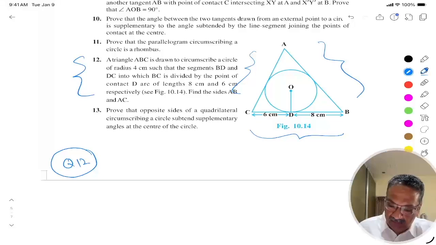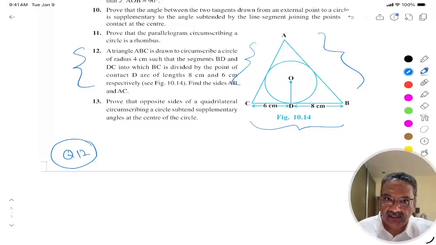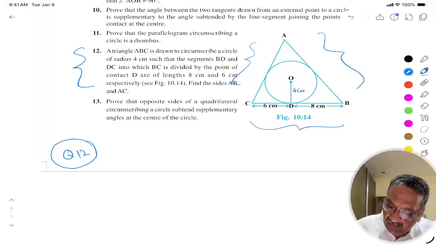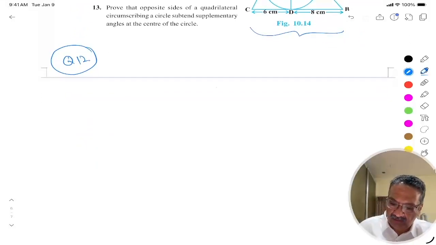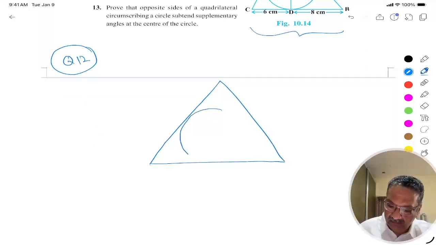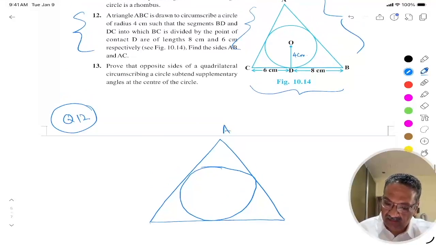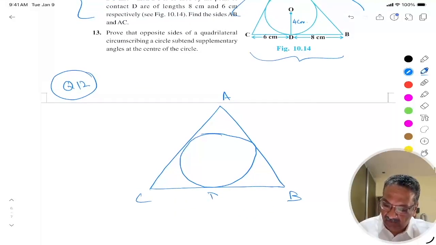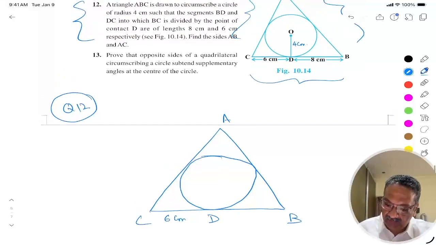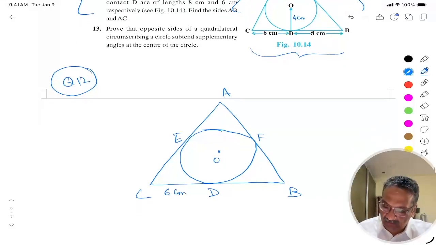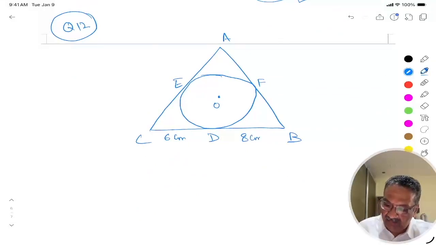Now first, let's write down what we know. See, we know OD is the radius. How much is given? 4 centimeter. So this is 4 centimeter. All right, so I will redraw this. I have a triangle and there is a circle. I have A here, B, C. This is point D. This is 6 centimeter. I will call this E and F. This is the center O. Now this is 6 centimeter and this is 8 centimeter.